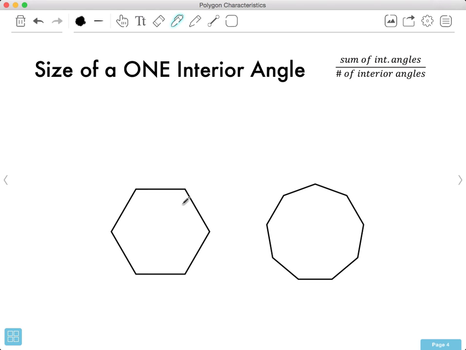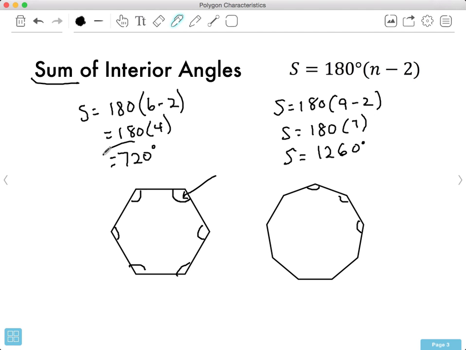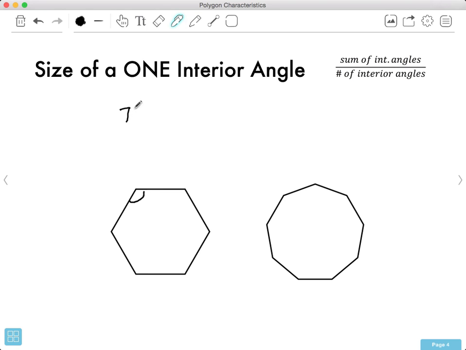Now, in order to get the size of one interior angle, if you want to know how big just one of these angles is, you take the sum of all of the angles that we got on the previous slide and divide it by the number of interior angles. So if we look back, we saw in our hexagon, all the angles added up was 720 degrees. So we just take 720 degrees and we divide it by 6, because there's 6 interior angles, same as the number of sides. And 720 divided by 6 is 120 degrees each. So each one of those interior angles in a hexagon would be 120 degrees.